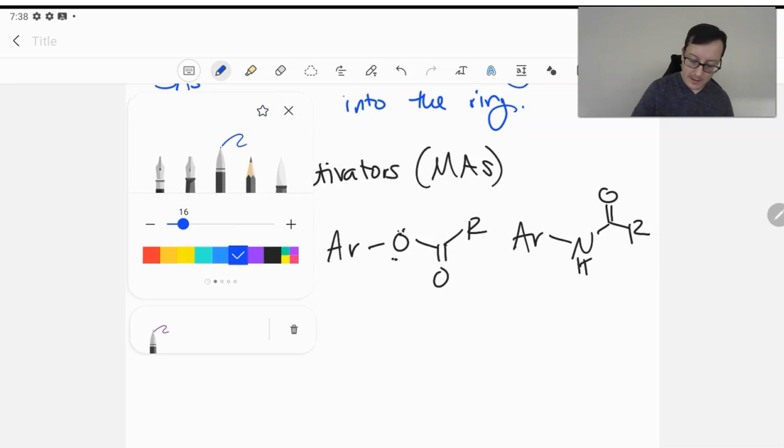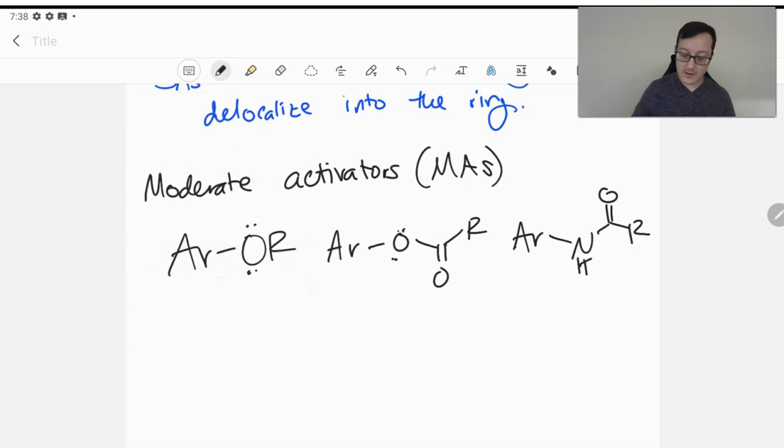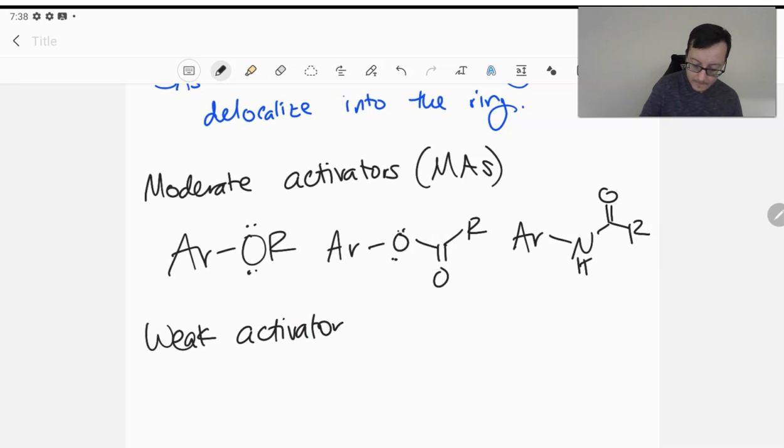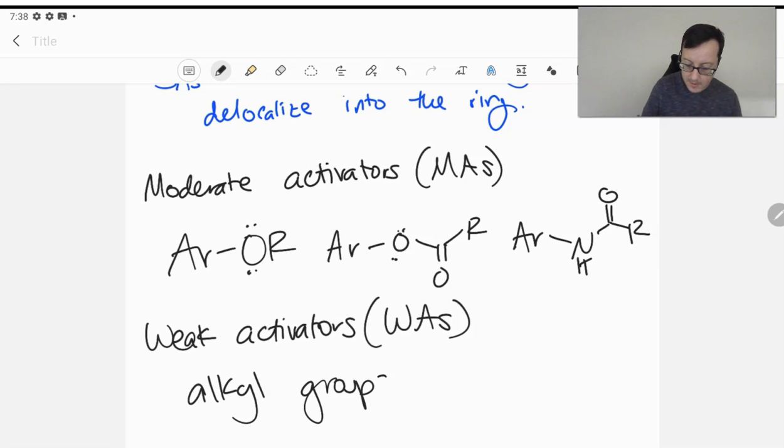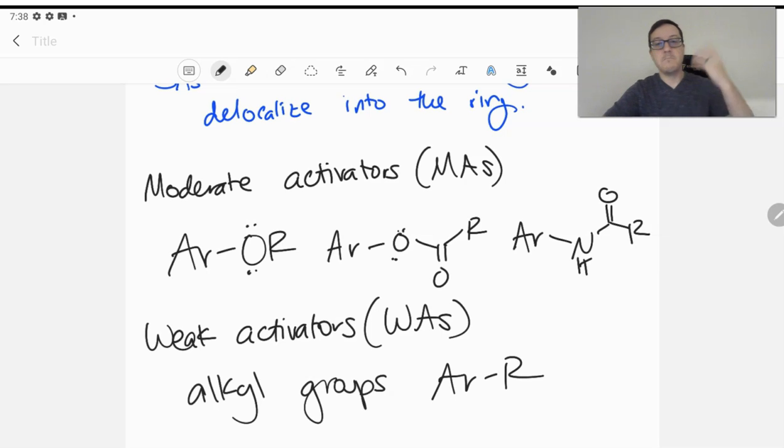And then if we go ahead and take a look at other ones, we're going to see that we have our weak activators. I'm not going to put a line. Weak activators, which we will abbreviate WAs. These are alkyl groups, so methyl groups, ethyl groups, isopropyl groups, T-butyl groups, whatever it may be. Alkyl groups are weak activators. So these only donate electron density through hyperconjugation, and that's a very weak effect.